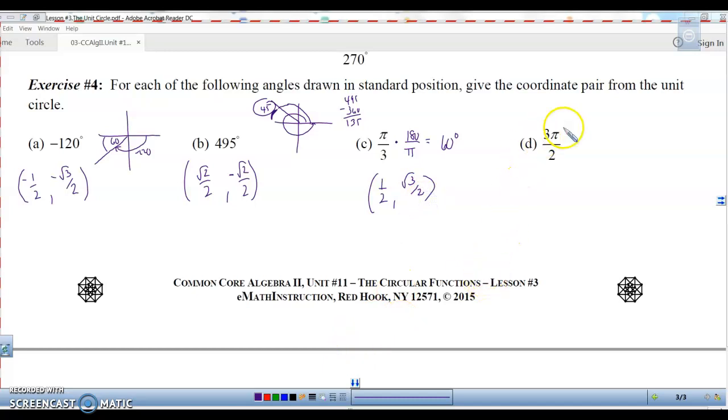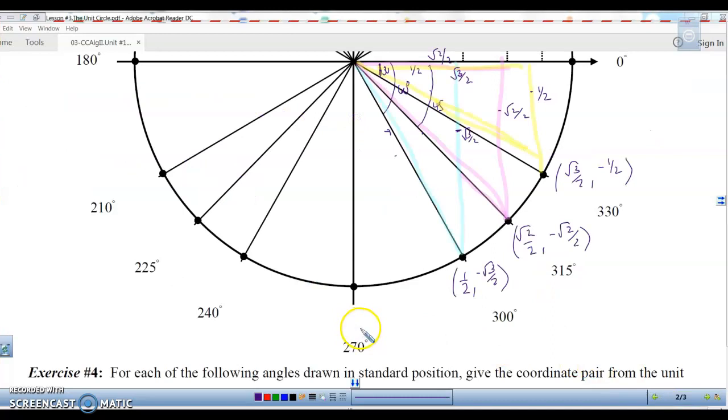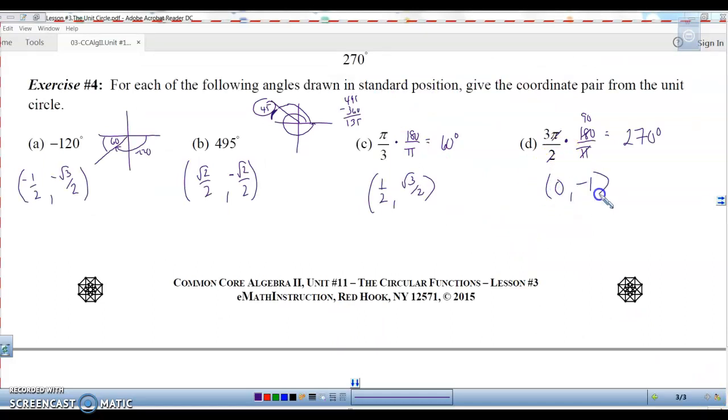Okay, and then letter D, 3 pi over 2. Again, we're going to change this into degrees, multiply by 180 over pi. The pi's cancel, 2 cancels into 180, leaving 90, and then 3 times 90 is 270 degrees. Now, 270 degrees is a quadrantal angle, so it's on one of the quadrant lines. If we go back here, this is 270 degrees. Remember, on your unit circle all of the radii are 1, but since this is going down, it's actually going to be -1. So at 270 degrees, your point is 0, -1.